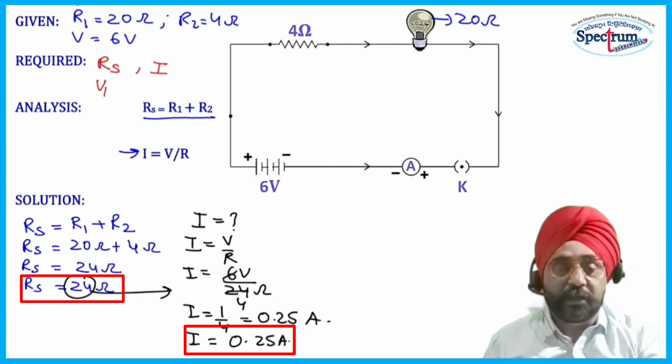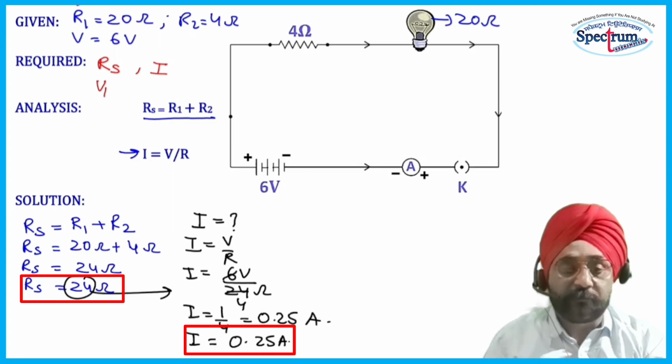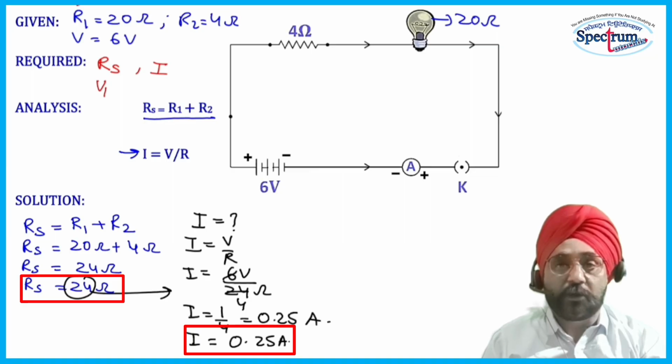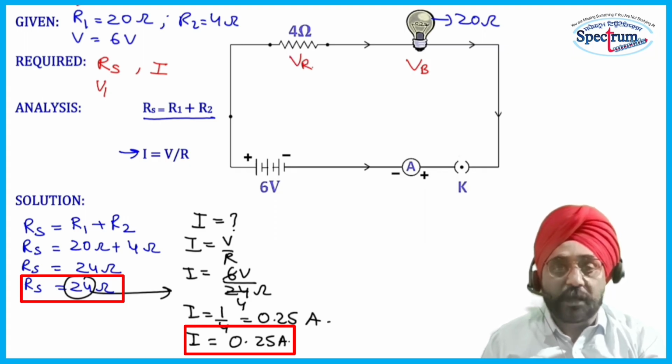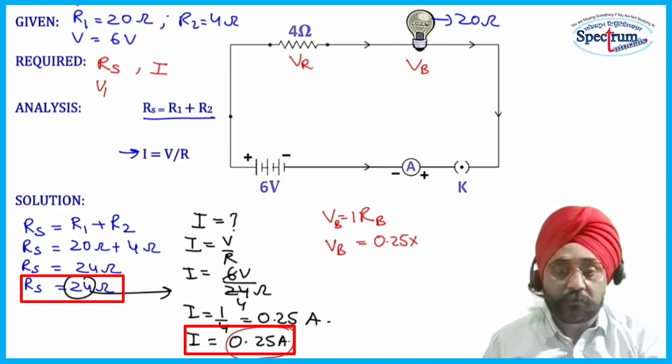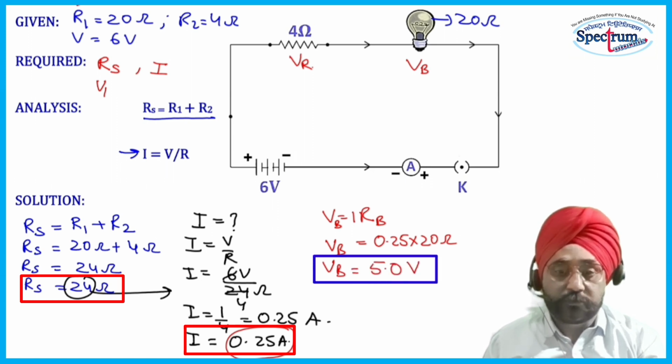Next we find the potential difference across the conductor and bulb. First, potential difference across the electric bulb, let it be VB, and resistance RB. From Ohm's law, we know V = IR. So VB = I RB. Current we found is 0.25, resistance is 20 ohm. So VB comes out to be 5.0 volt.